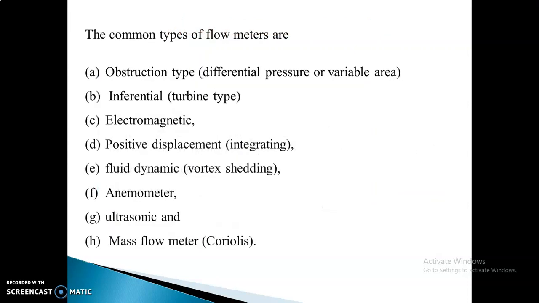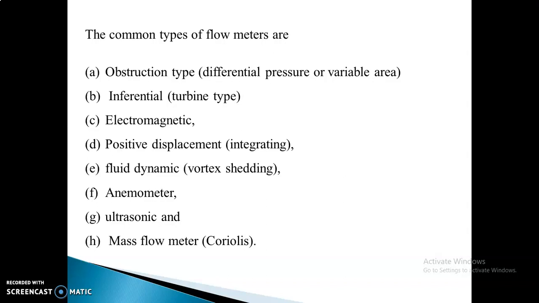Industrial flow meters commonly fall under these categories. The first one is obstruction, otherwise known as differential pressure or variable area. Then inferential, that is nothing but turbine type. The third one is electromagnetic. Then positive displacement. Fluid dynamic is otherwise known as vortex shedding. Then anemometer, ultrasonic, and mass flow meter.